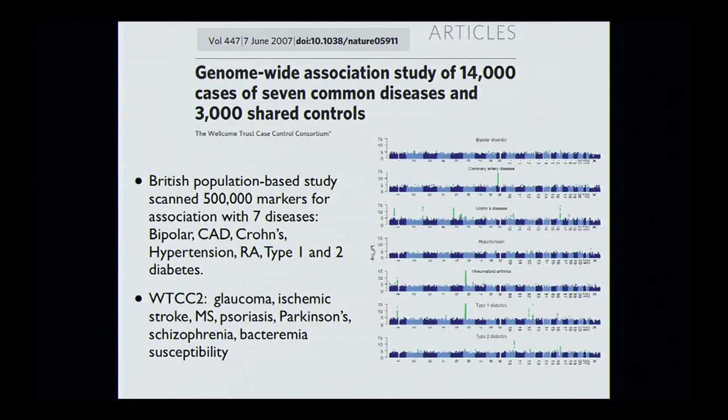So the y-axis here is the strength of p-value of association between a particular genetic marker and disease outcome, and the x-axis is position along the genome. They're supposed to remind you of the Manhattan skyline, and each of these towering skyscrapers is a region of association with each of these different phenotypes.